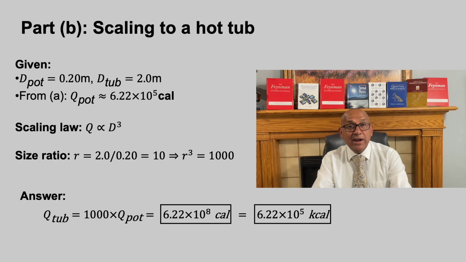Part B. Energy to heat the same liquid through the same temperature rise scales with volume. So Q is directly proportional to D cubed. The hot tub is 10 times larger in characteristic dimension than the pot. So the energy goes up by 10 to the power 3 or 1000. From part A, the pot needed 6.22 times 10 to the power 5 calories. So the hot tub needs 1000 times that. So it means 6.22 times 10 to the power 8 calories or 6.22 times 10 to the power 5 kilocalories.